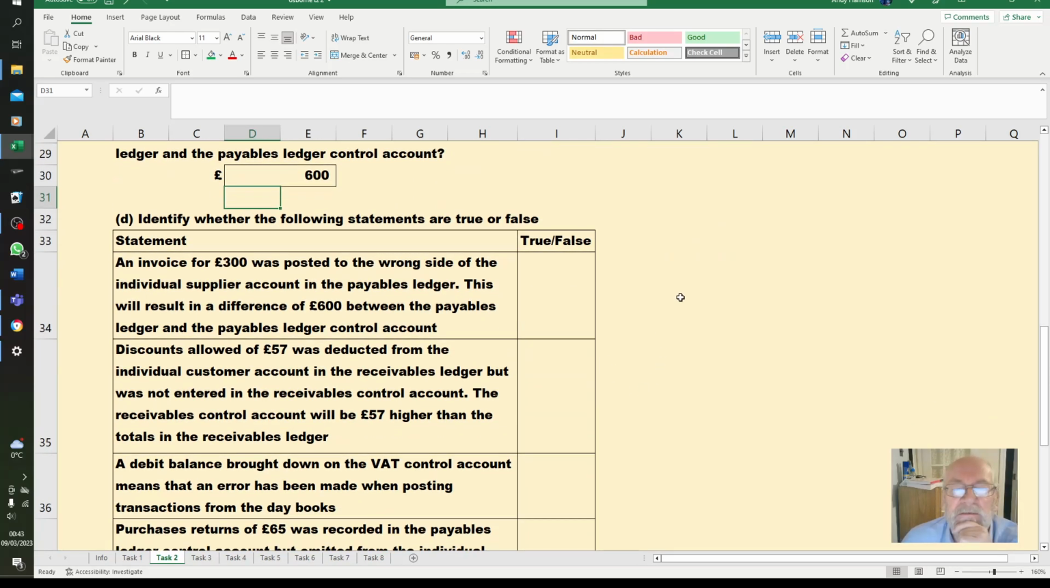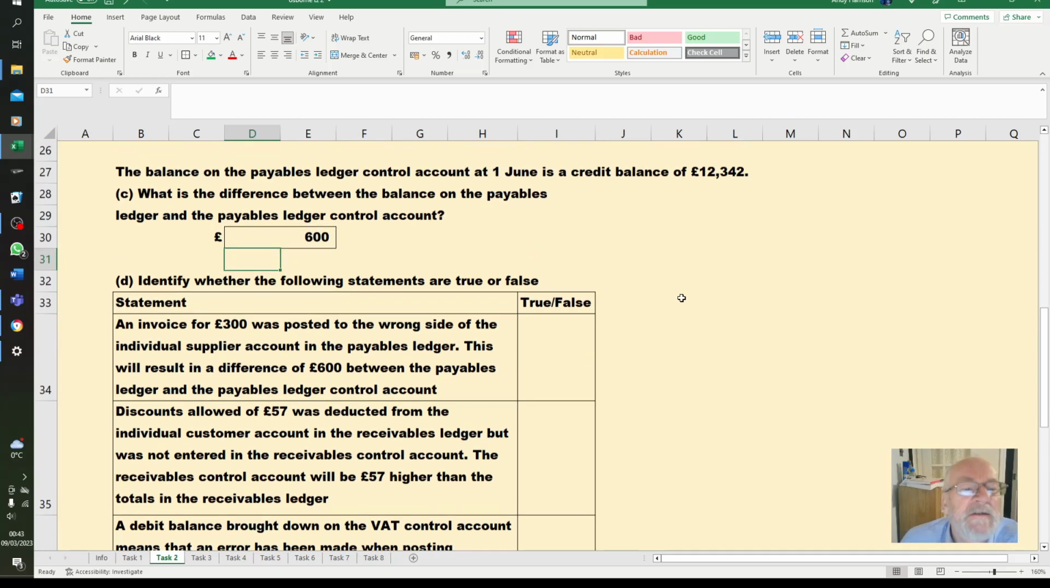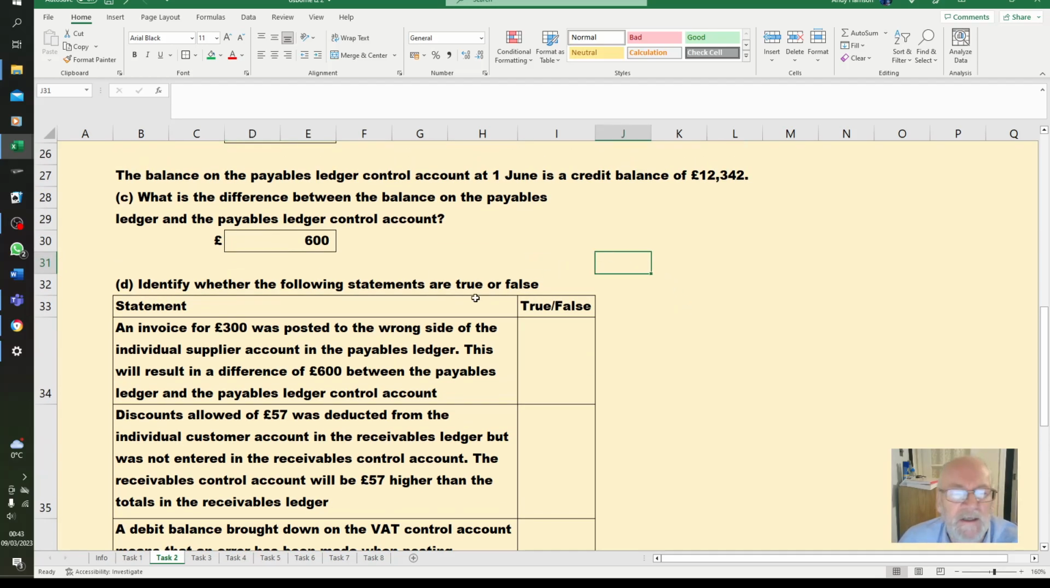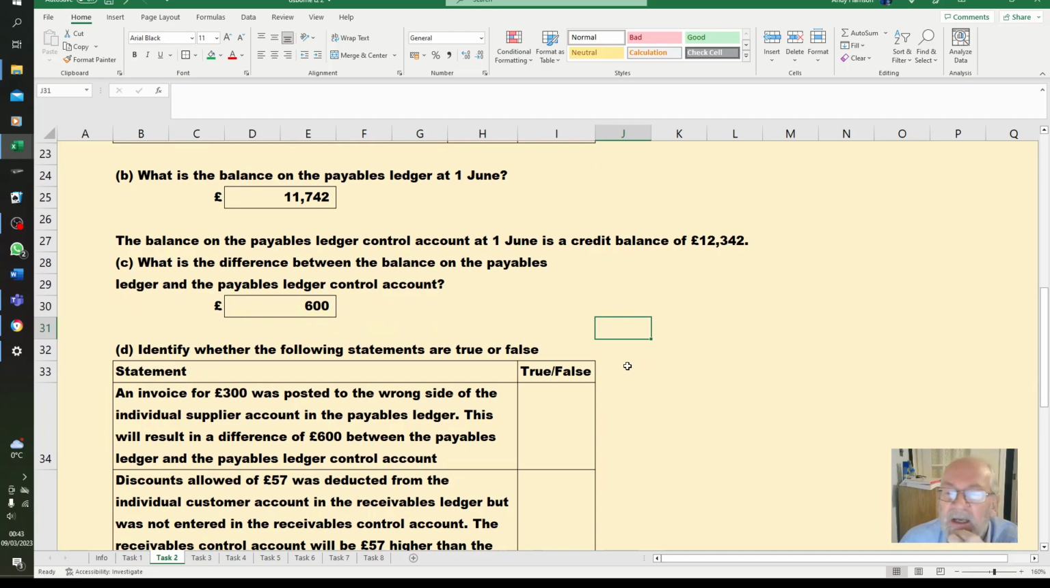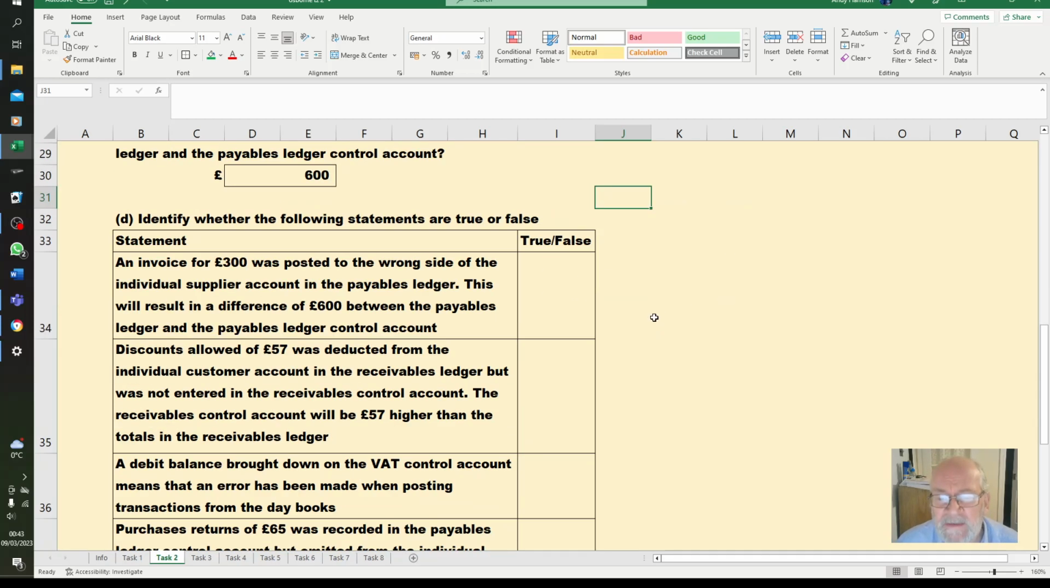And so now, sometimes this is linked, sometimes it isn't. Obviously 300, the wrong side. If that was meant to be credit, that would explain 600 difference. Just obviously try and get it in your head, if it related to the question, that it's the control account that is greater than the purchase ledger. But actually these two false questions don't seem to be linked with this. They're individual. But let's work out what's happening anyway.